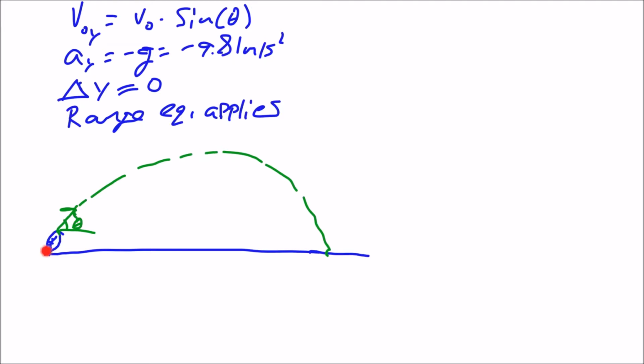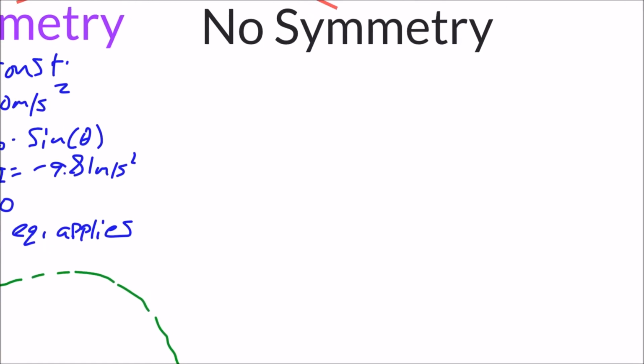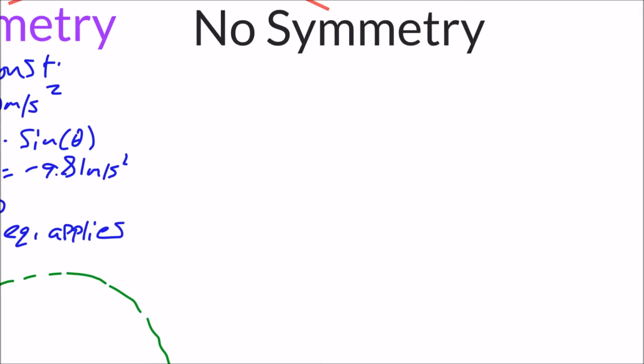If you know the full length the ball traveled, you can divide by 2 and figure out how far it went when it was at its highest point. All right? So those are some neat things that you can do if you have symmetry in your problem. So what if you have no symmetry in your problem? What are some things we would know then?